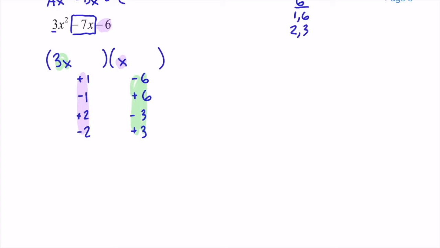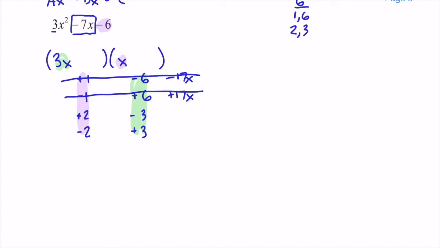So now if I do 3 times negative 6, that gives me negative 18, and then the 1 times 1 gives me positive 1, so negative 18 plus 1. This term would give me a negative 17x on the inside. That's not going to work. Now the next one, since all I do is swap which number is positive and which one's negative, I know the result's going to be a positive 17x, which also is not what I wanted. So I go to the next one.